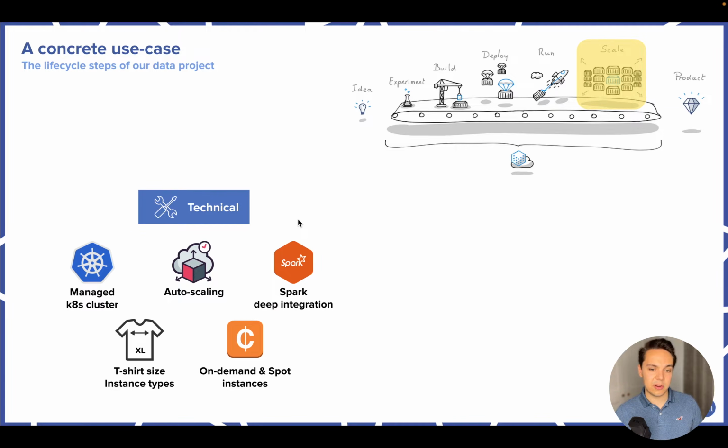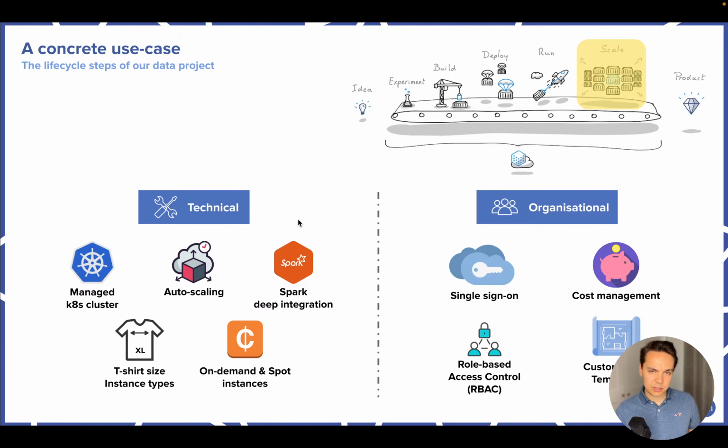Conveyor also has a very in-depth Spark integration, which allows you to scale to big data volume if required. The second dimension of scaling is the organizational dimension, where you can easily fit Conveyor into your organizational landscape by using features like single sign-on, for example.